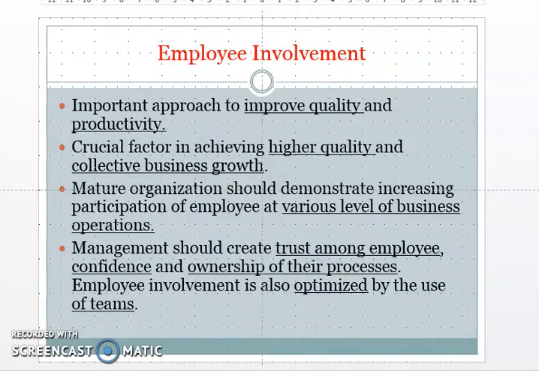The next element of TQM is employee involvement, which is very important because management is done through people, and this is one of the important approaches to improve quality and productivity. This is a very crucial factor in achieving higher quality and collective business growth. In a mature organization, it is demonstrated how the employees should participate at the various levels.